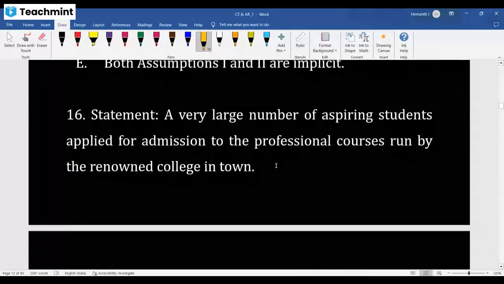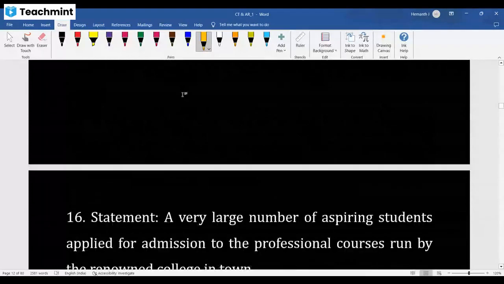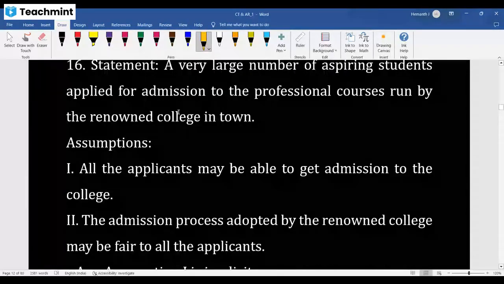Next, again statements and assumptions. A very large number of aspiring students applied for admission to the professional course run by the renowned college in town. So the college is renowned, and for that a large number of aspiring students applied. Why they applied: yes, the admission process adopted by the renowned college may be fair to all the applicants. Yes, that's positive. All the applicants may be able, that we cannot say, but the fair processing is there, that we can consider.